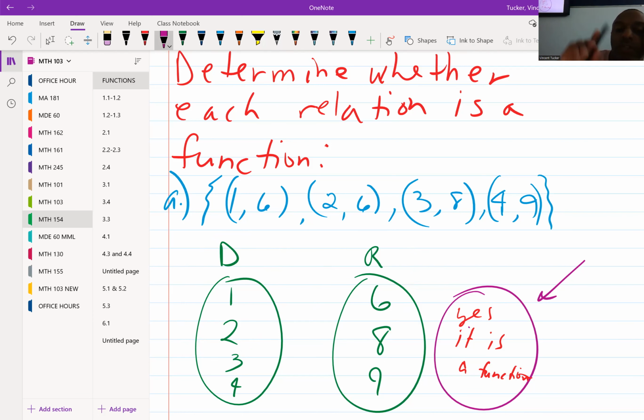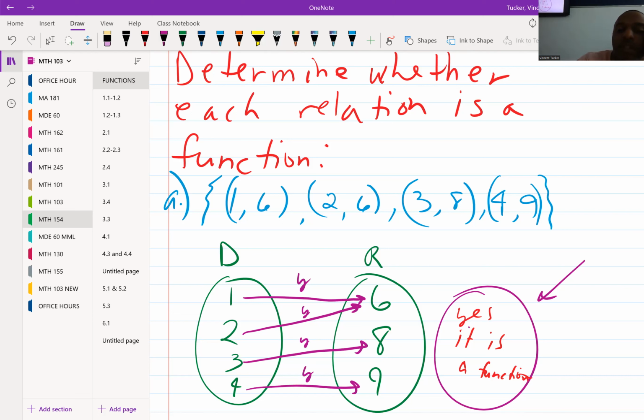So does 1 go to just one value? The answer is yes, it just goes to 6. Does 2 go to just one value? The answer is yes, even if it's the same number 1 goes to, but the question is, does it go to one value? The answer is yes. 3 goes to one value, 4 goes to one value. Since it's yes for all 4 of these, that means yes, it is a function. All right, questions on that one before we look at another one?